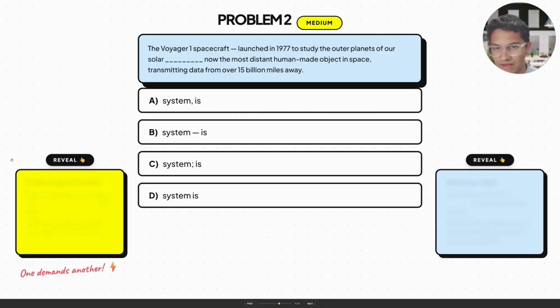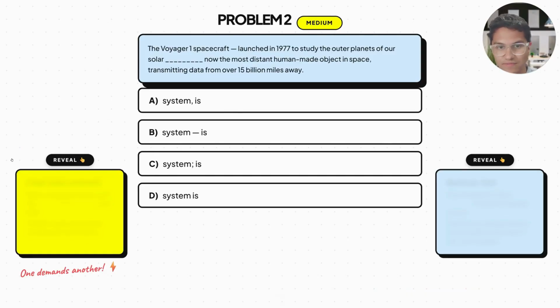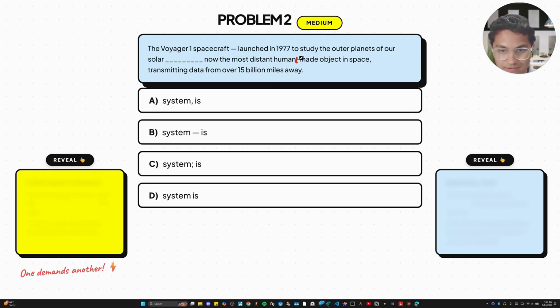The Voyager 1 spacecraft launched in 1977 to study the outer planets of our solar system, now the most distant human-made object in space, transmitting data from over 15 billion miles away. This dash here, I want to make sure everyone understands, is not the dash that's closing here. It's a different type of dash. It's the one to help connect the two words. So we need something that's going to close this dash seen over here. Now that's going to be option choice B.